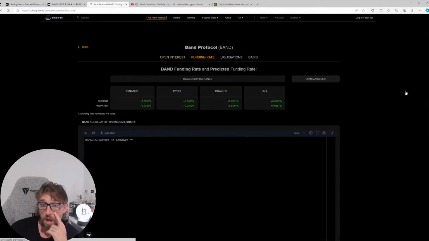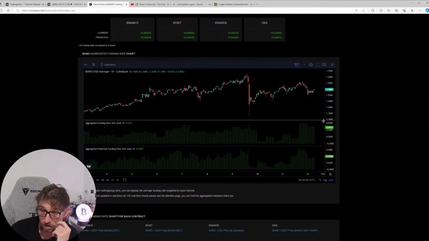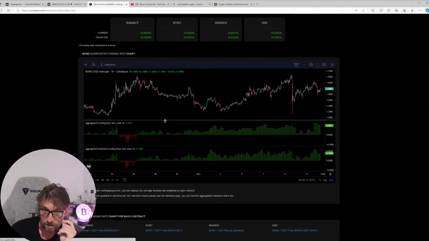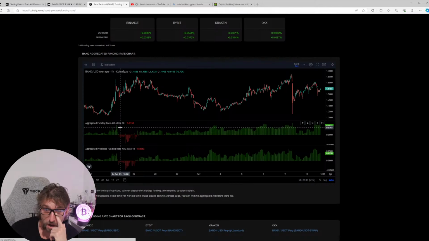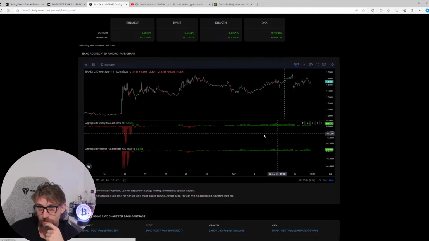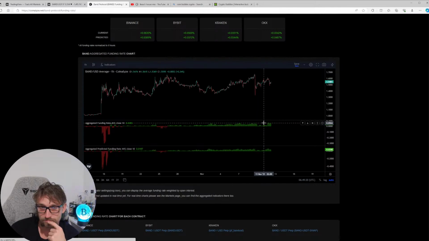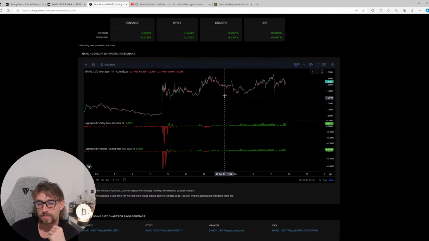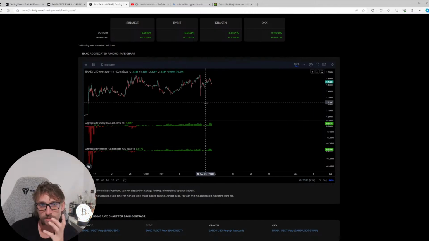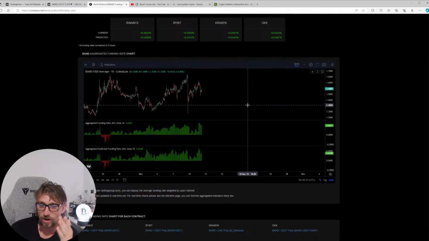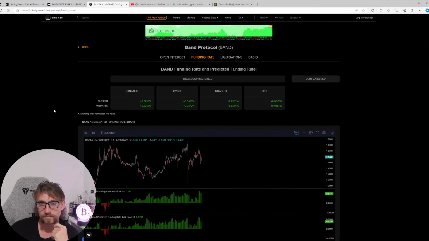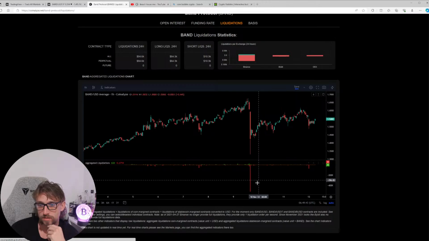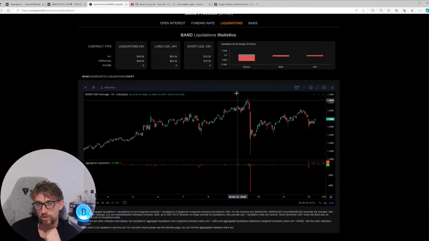Funding rate. Funding rate making month highs basically. Look at all this. Look at all this shorting. Bang. Boom. Honestly, I need to be able to filter this for funding rate. It's so painful doing it manually. Half a mil lost right there.